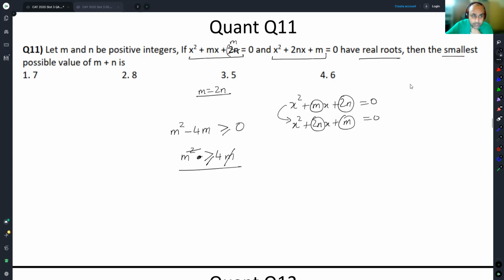We want the smallest possible value of m plus n. Can I say the smallest possible value of m will be 4 and n will be 2? So together we will have the value as 6. Yes.